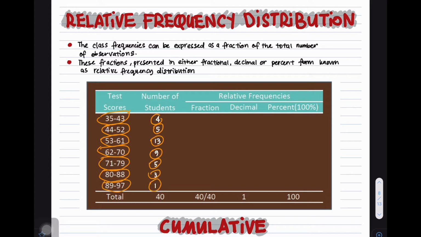So ini kita panggil dia sebagai kelas interval. This one is our class interval. Okay, so the one with the lower value is called the lower limit, while the one with the higher value is called the upper limit for that class. So this one is the lower limit and this one is the upper limit for the second class. This one is the lower limit and this one is the upper limit.